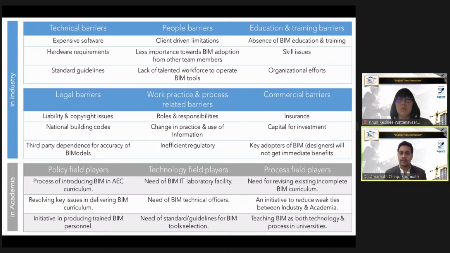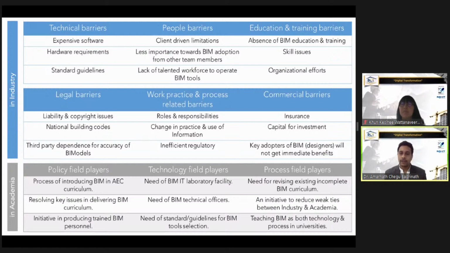The need for BIM technical officers, and the need for standards and guidelines for BIM tool selection. Process related problems are ones industry people need to solve, such as the need for revising existing incomplete BIM curriculums. The industry people need to give clarity: this is what I need from skilled professionals once students become BIM ready graduates, these are the skills I need from them. Then accordingly, the curriculum can be revised.